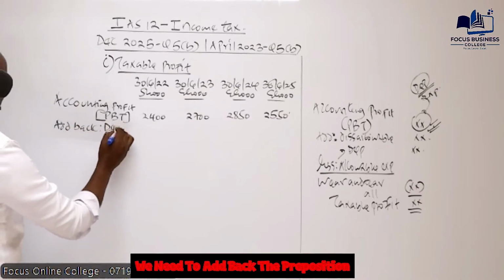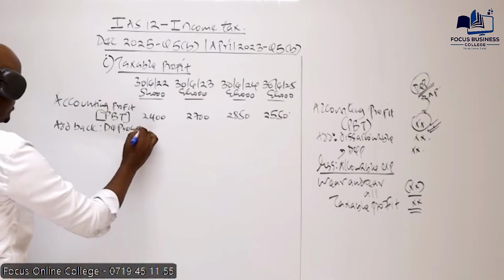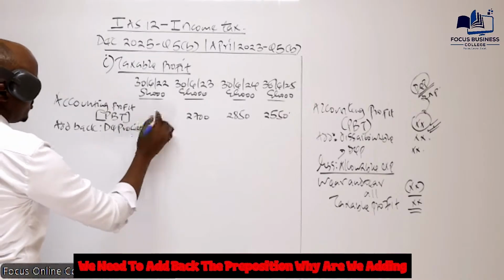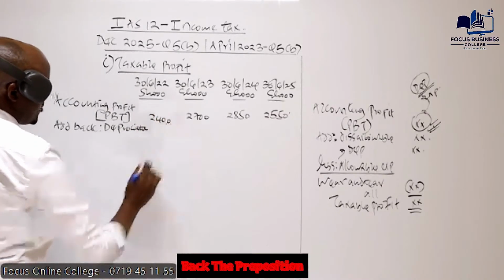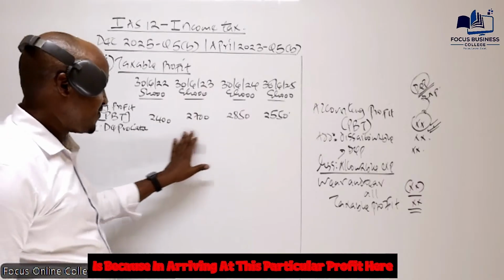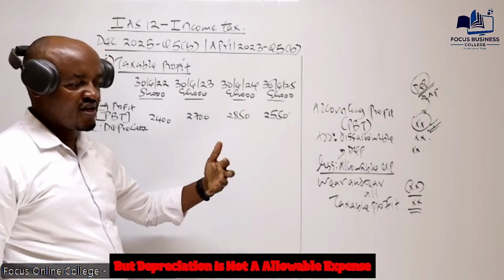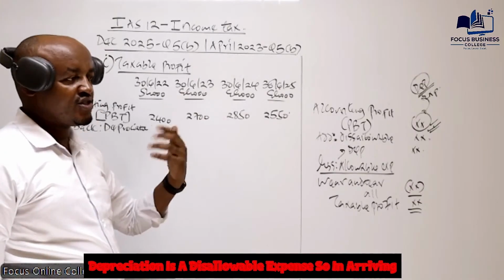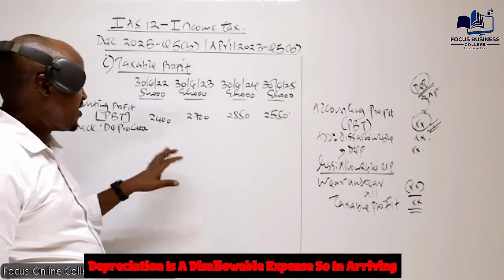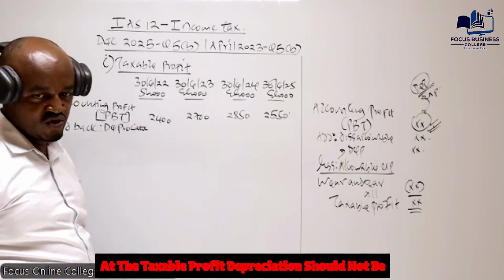We need to add back depreciation. Why are we adding back depreciation? It is because in arriving at this particular profit here, depreciation we know has already been deducted, but depreciation is not an allowable expense. Depreciation is a disallowable expense. So in arriving at the taxable profit, depreciation should not be deducted.